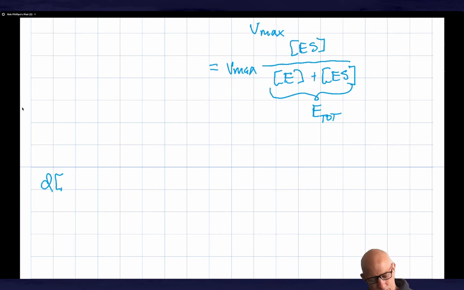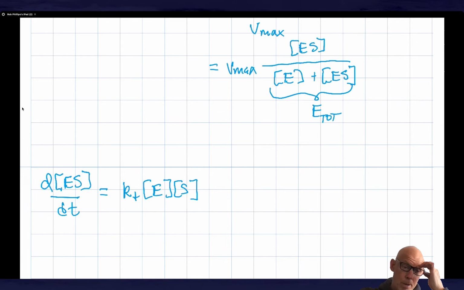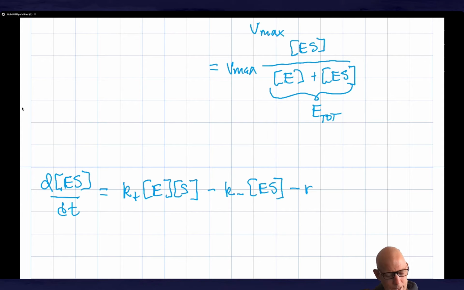Now let's write down the equation of motion for ES. So this thing is going to increase at rate k plus proportional to E times S. So this is just like we did for ligand receptor binding. It's literally the same thing. We have the second order reaction. And then we're going to subtract off minus k minus ES. But also we're going to subtract off minus R ES. So let's just annotate these things. So this is the rate of complex formation.